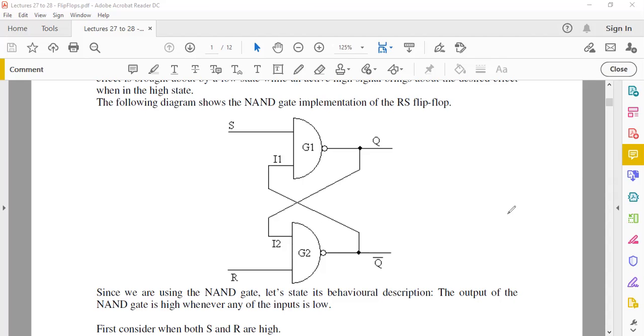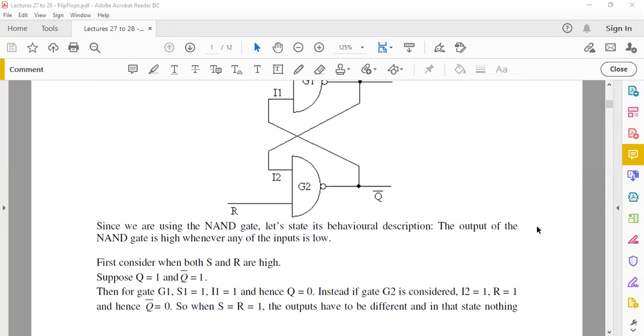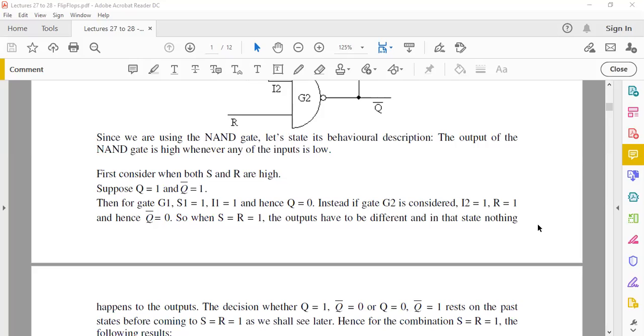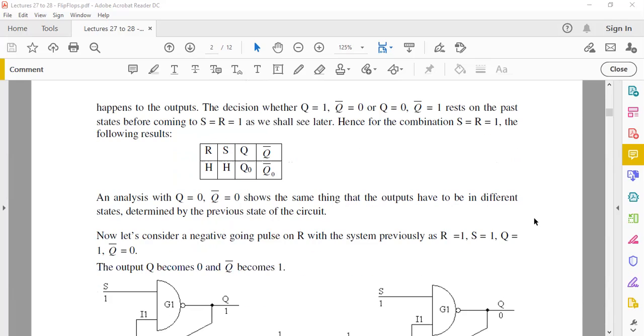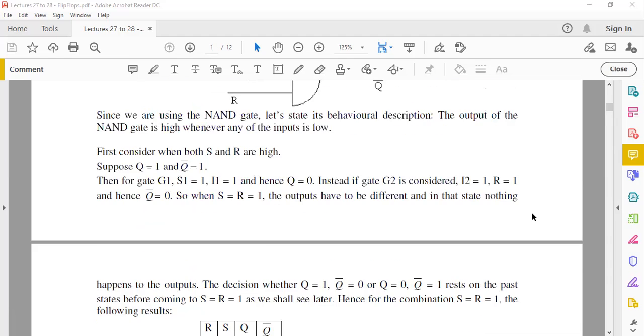So this is one condition we're finding. Okay, so that's what's explained in these notes here. So you can go through what I've just explained to you. So this is part of combination. So when R is high and S is high, we have a previous state, but they have to be different states. Okay, so you can also analyze a circuit with Q equal to 0 and Q bar equal to 0. So let's do that.